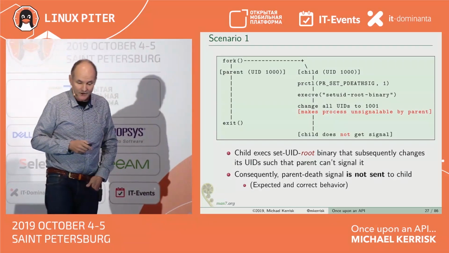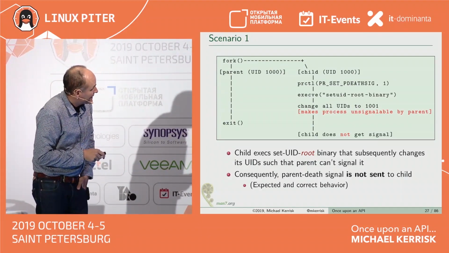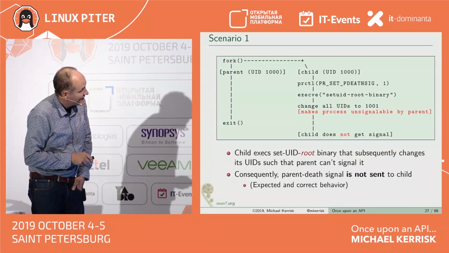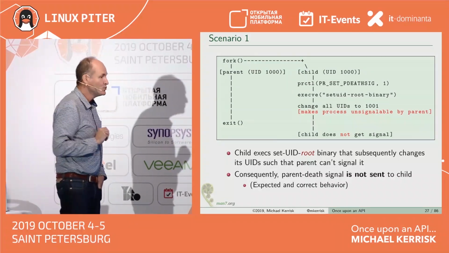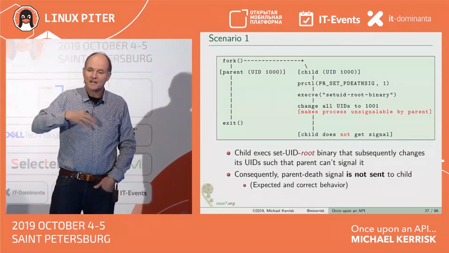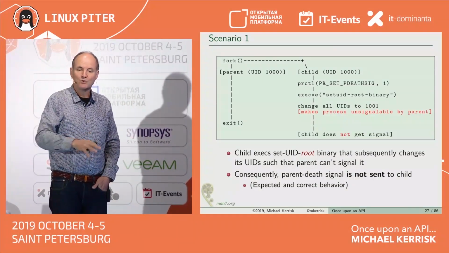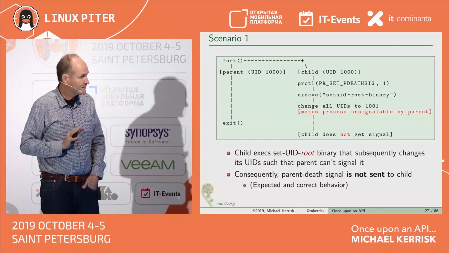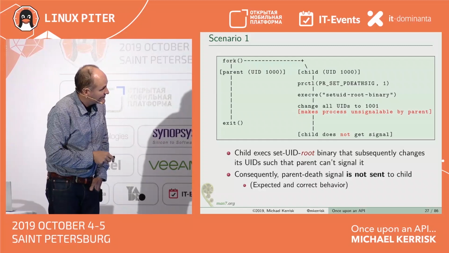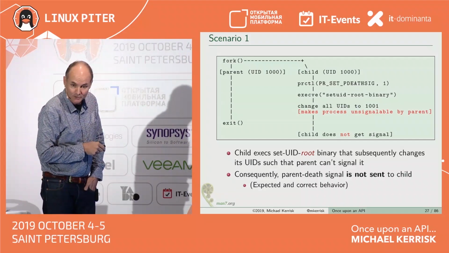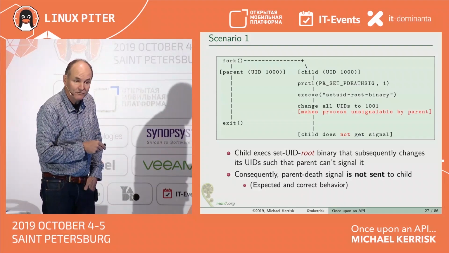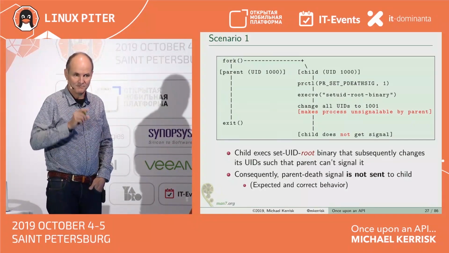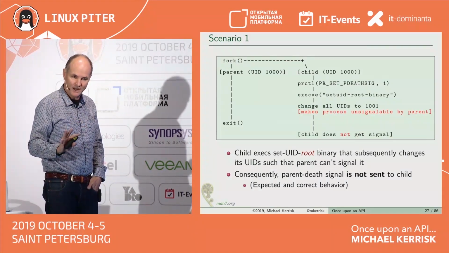Now, how about this scenario? Starting off the same as before, unprivileged processes, the child sets a certain PDEATHSIG signal, and then it execs a setuid root binary, and that setuid root binary ends up changing its credentials to some other user ID. So perhaps all the credentials change to UID 1001. At this point, this process is unsignalable by this parent process because this parent process is owned by a different user. And that means when the parent terminates, the child doesn't get a signal. This is expected behavior. This is fine.